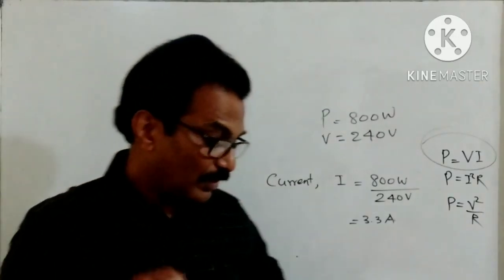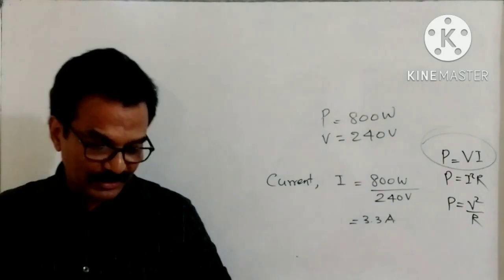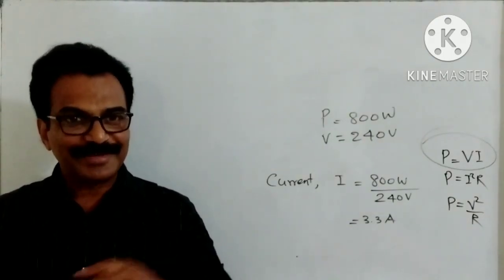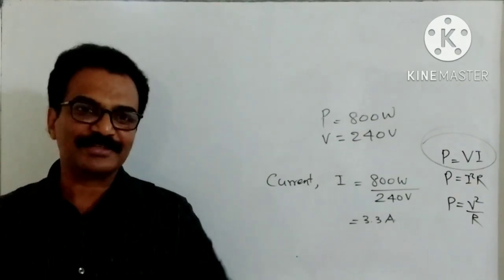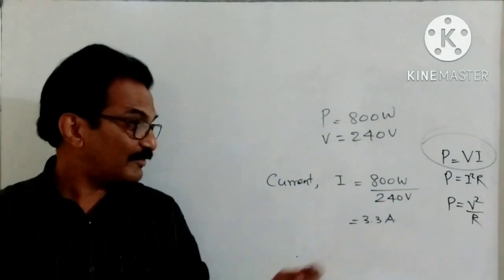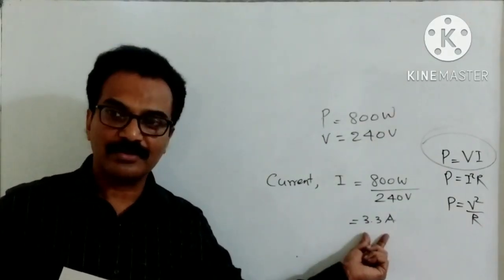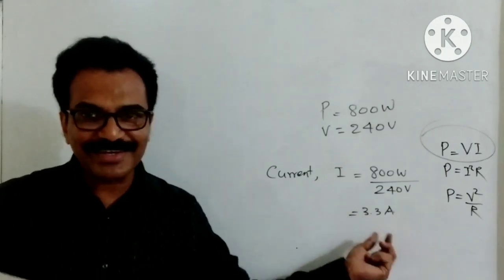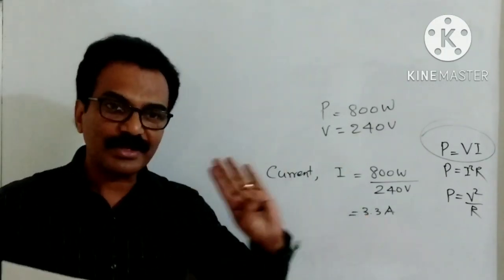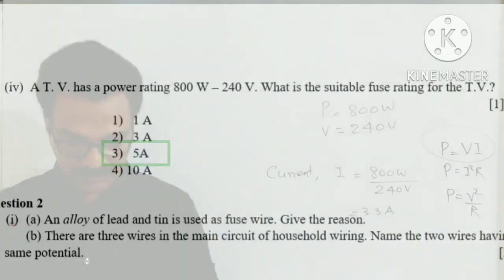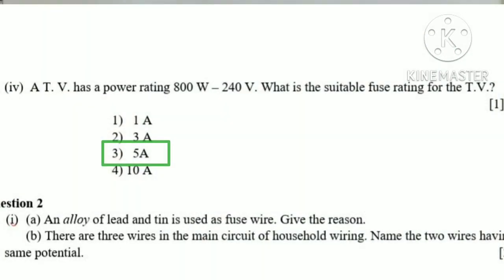Then the question is, what should be the fuse rating? The options are 1 ampere. 1 ampere we cannot select. I got 3 ampere, can we select that? No, because it is less than the required current. Don't round it off. We need this 3.3 ampere current to flow through the TV, so the fuse rating must be more than that. And the suitable one here is 5 ampere.